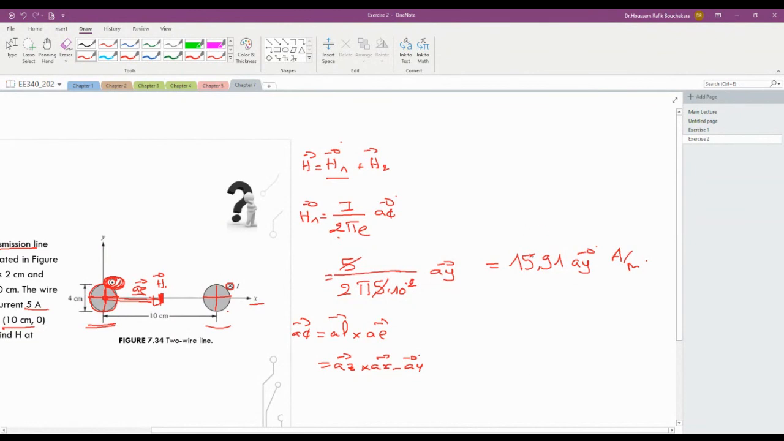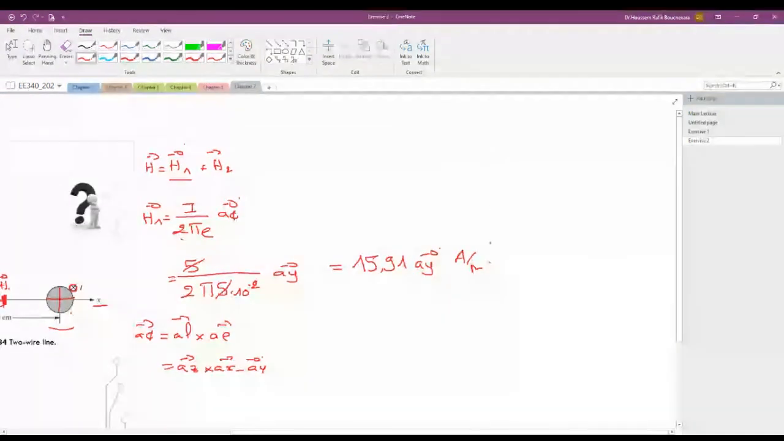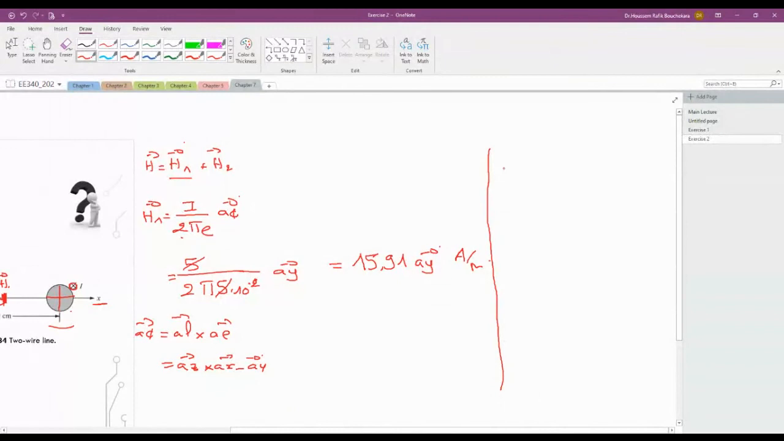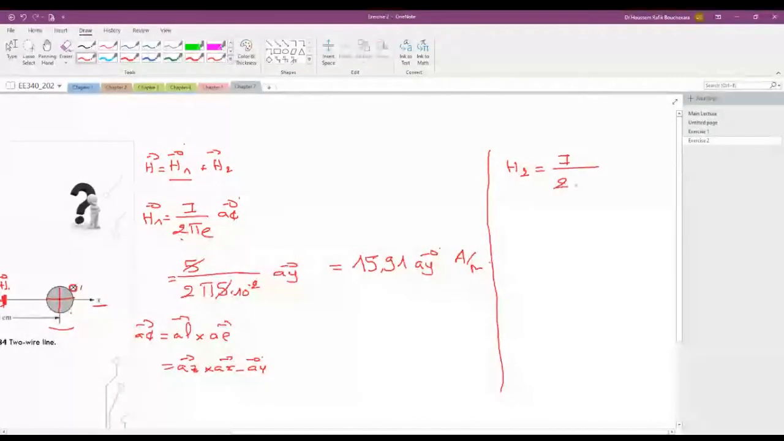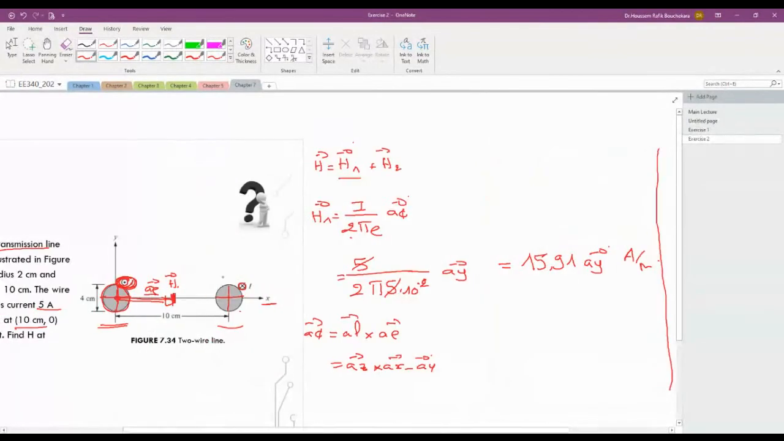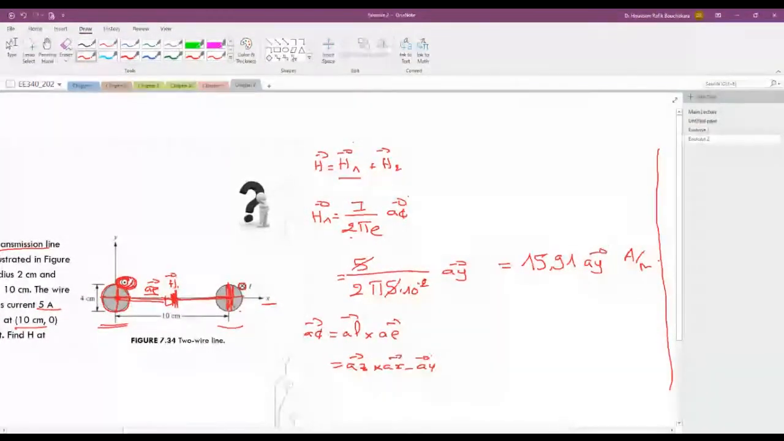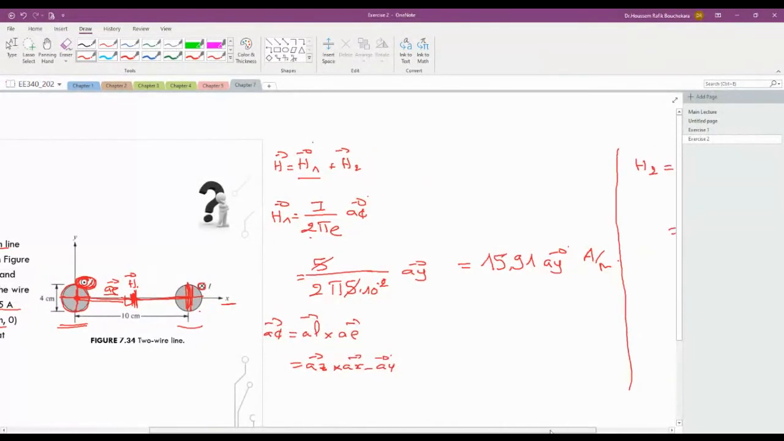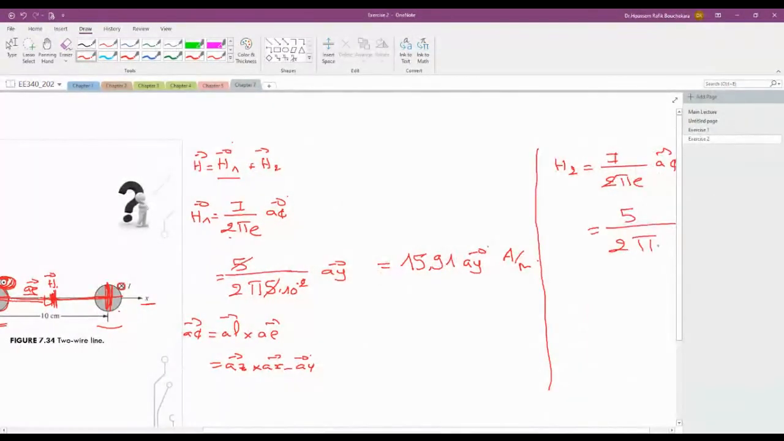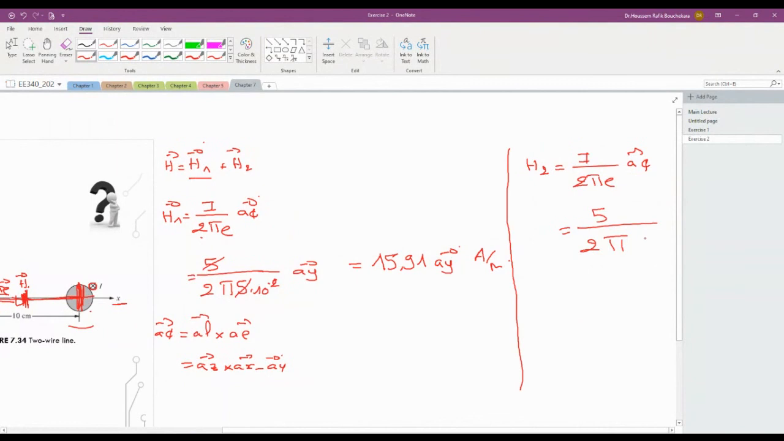Now we go to H2. H2 is equal, the same thing, I over 2 pi rho A phi. I is 5, 2 pi. How much is the rho, from here to here? How much is the rho? Excellent, 5 centimeter.